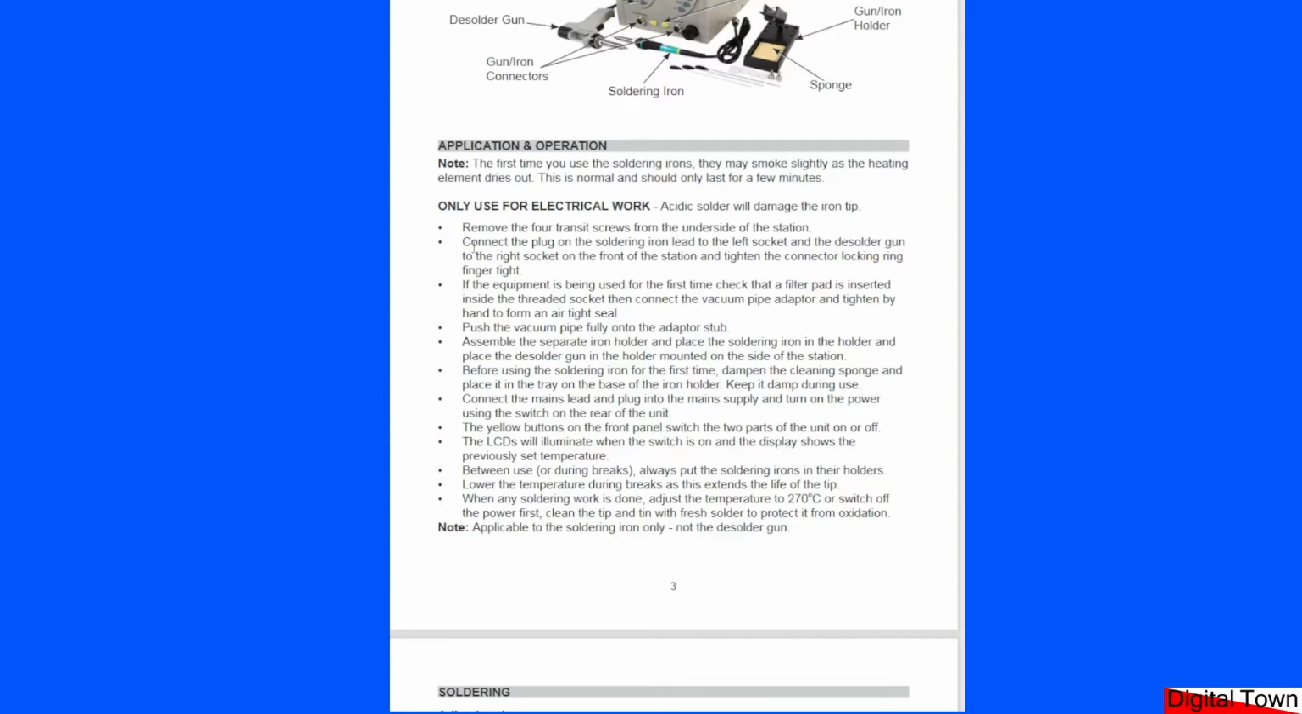And it starts off saying, remove the four transit screws from the underside of the station. So I turned the station over and I discovered 18 screws, all looking identical. No indication which was the transit screw. So unfortunately, I had to contact the supplier on the first day to say, hey guys, which ones are the transit screws? Thankfully, they were quick in their reply, probably because I was threatening to send it back. And their reply came back, there are no transit screws, the unit has been redesigned and no longer has them.